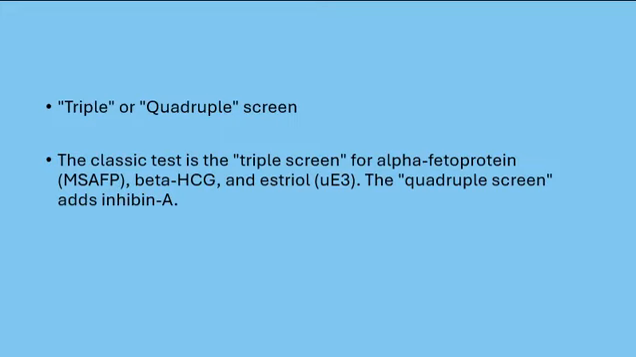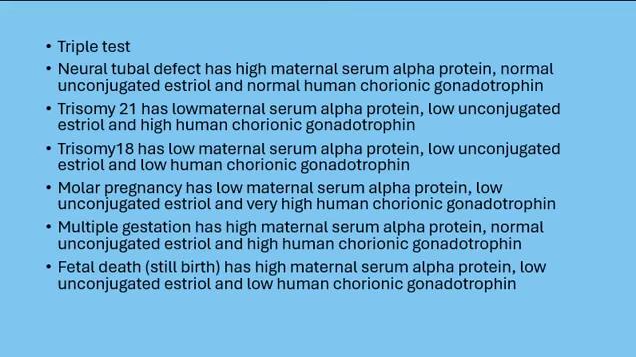Triple test. Neural tube defect has high maternal serum alpha-fetoprotein, normal unconjugated estriol and normal human chorionic gonadotrophin. Trisomy 21 has low maternal serum alpha-fetoprotein, low unconjugated estriol and high human chorionic gonadotrophin. Trisomy 18 has low maternal serum alpha-fetoprotein, low unconjugated estriol and low human chorionic gonadotrophin.